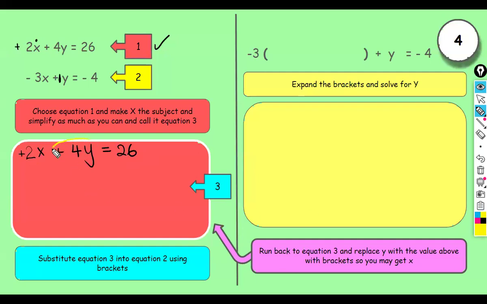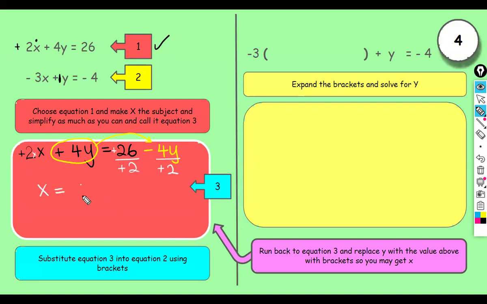Throw across the positive 4y, you get minus 4y. And then the positive 2 is a multiply. Divide everyone here by positive 2. And this 26 is a positive. All right, let's see what we get here.